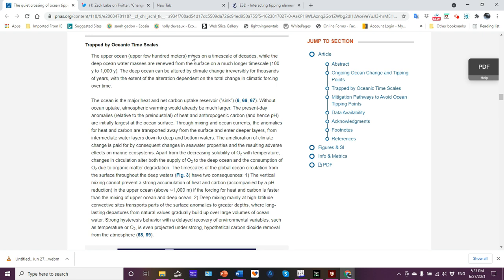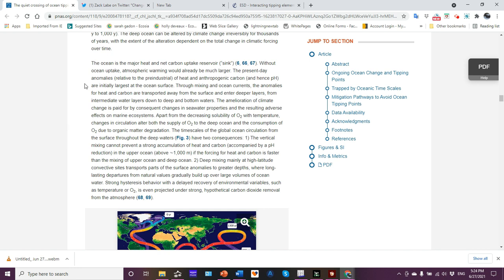Okay. A lot of what goes on here, of course, you have the photic zone, the upper 100 or so meters. It could be several hundred meters. That's typically the photic zone. And that can have some effects on the scales of decades. The ocean is the major heat and net carbon uptake reservoir, referred to as a sink. Without ocean uptake, this is an important sentence. Okay, let me highlight that. Without ocean uptake, atmospheric warming would already be much higher.